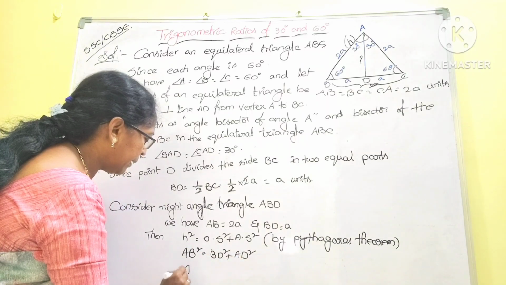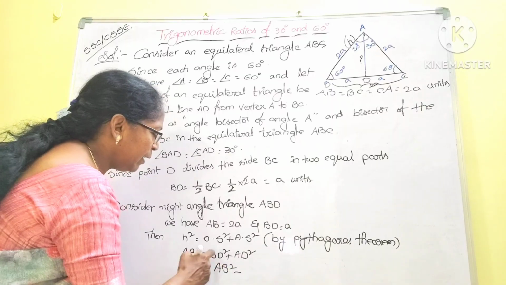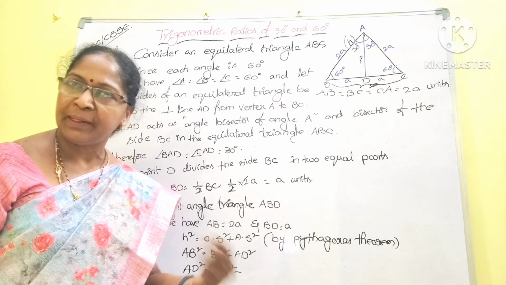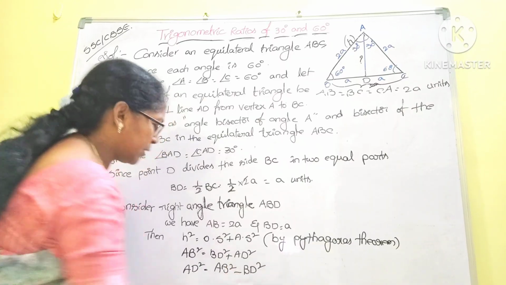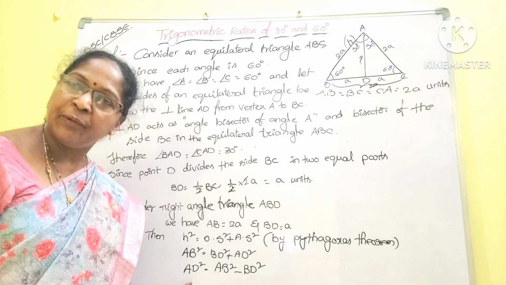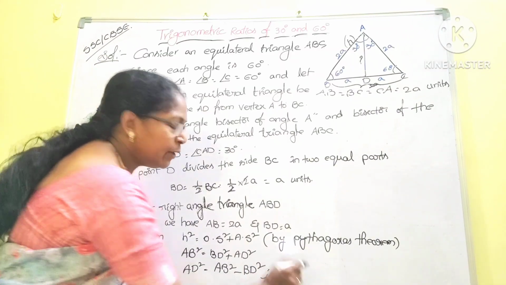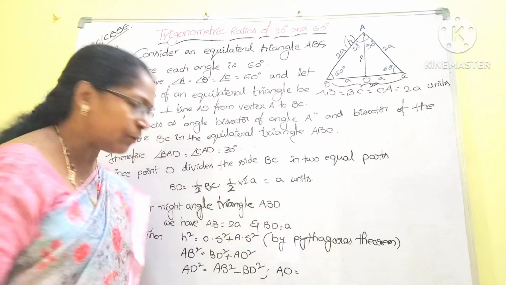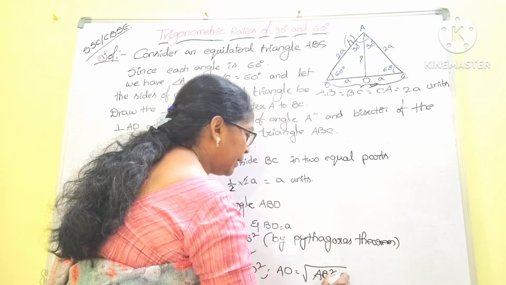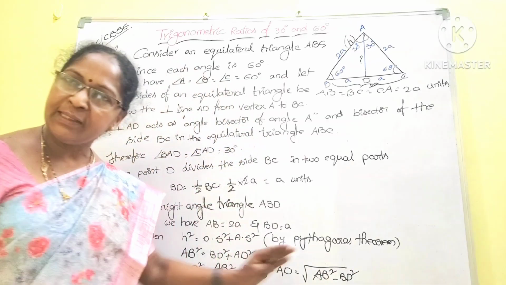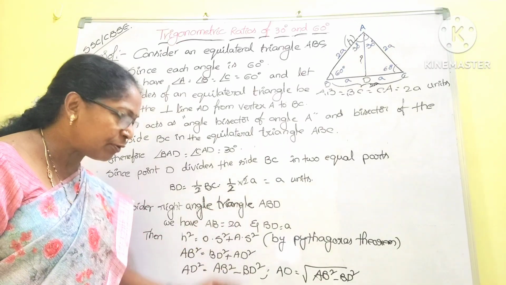So AD square equal to AB square minus BD square, because this side goes to the other side, it will become minus. Then we have to find out only the AD value. Then AD equal to square root of AB square minus BD square, since the square goes to the other side and becomes square root. This is the formula. Directly, if you know, you can write it, but this is the basic procedure you have to follow.